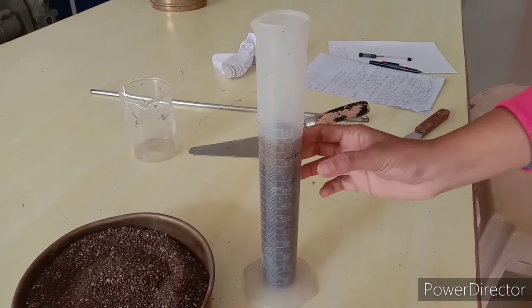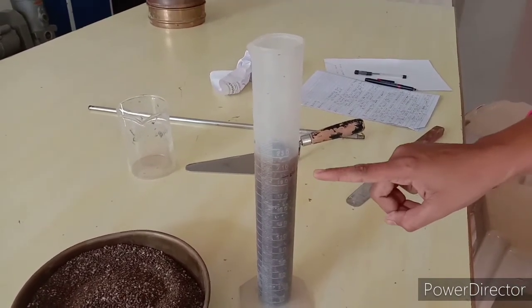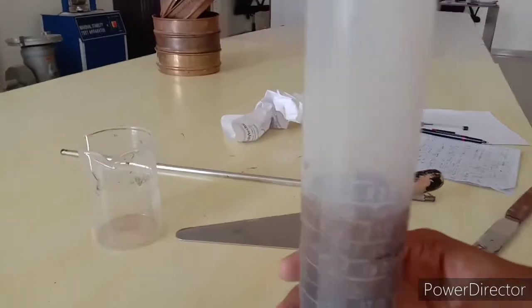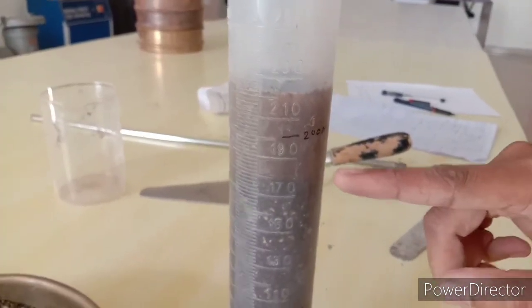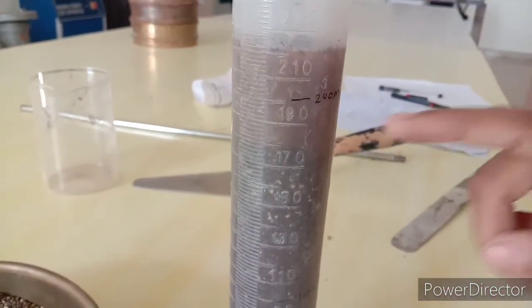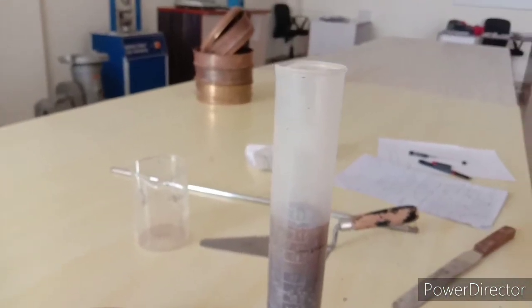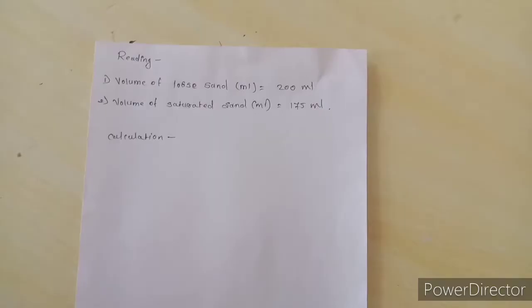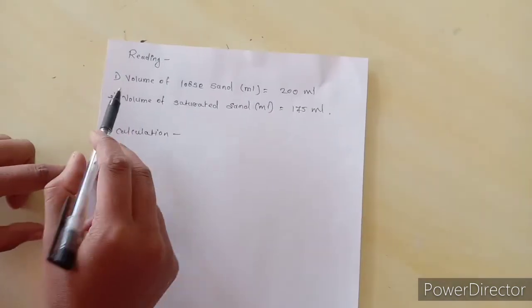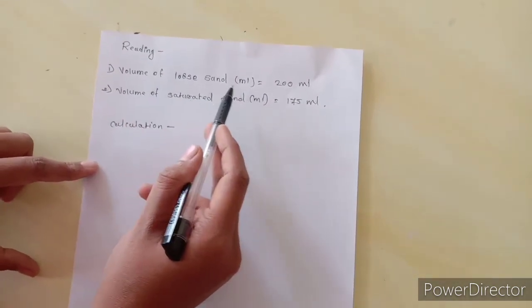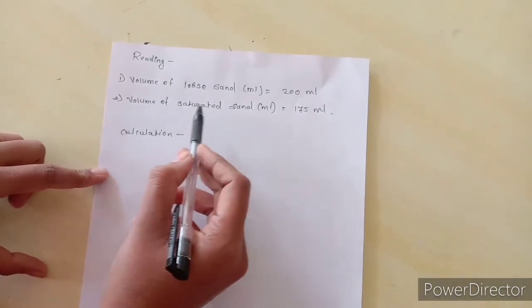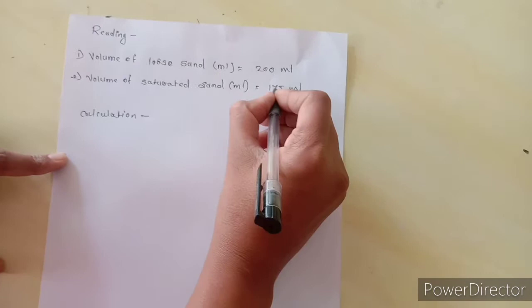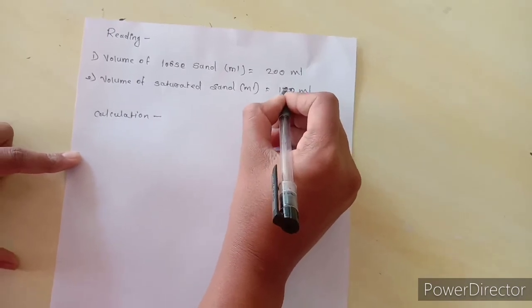After that, you can see here our first volume of loose sand is 200 ml, and the volume of saturated sand is 180 ml. So this is our bulking of sand. So the calculation: the readings are, first, the volume of loose sand is 200 ml. Next, the volume of saturated sand is 180 ml.